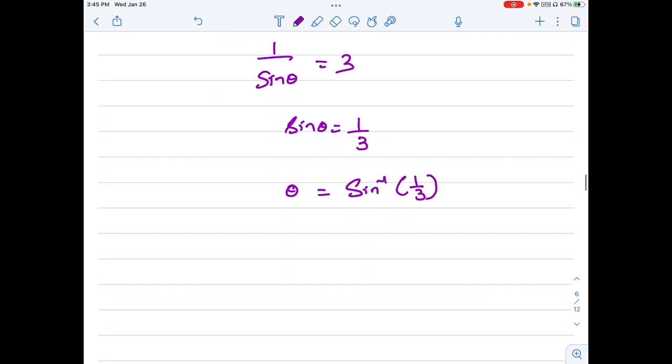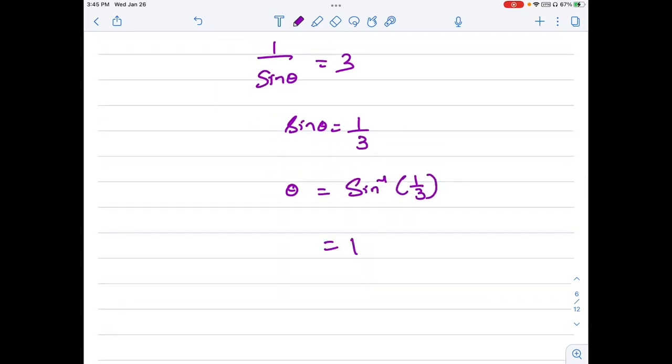So sin⁻¹(1/3) is nothing but what? 19.5. Another angle, how do I get it? 180 - 19.5, which is nothing but what? 160.5. So the angles are 19.5 and 160.5.